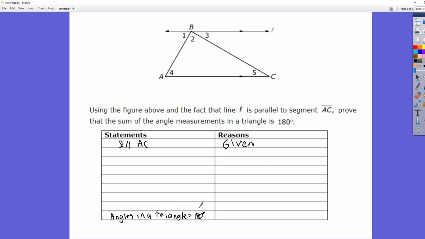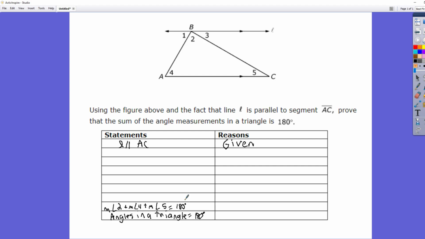So, what can I do to prove that? Well, if we look at the angle measures in our triangle, it's angle 4, angle 2, and angle 5. So if I can show that the measure of angle 2 plus the measure of angle 4 plus the measure of angle 5 equals 180, then that proves what I'm trying to prove. So let's go to there.